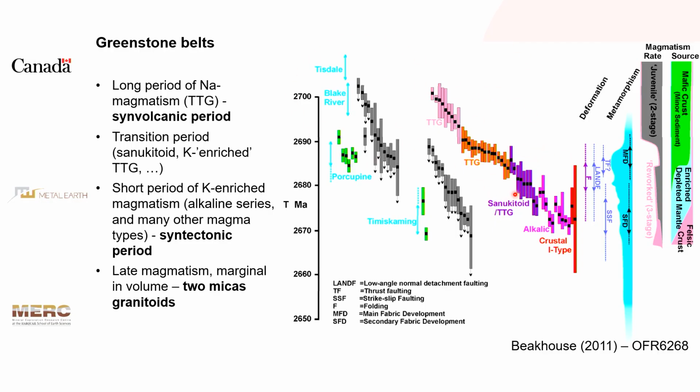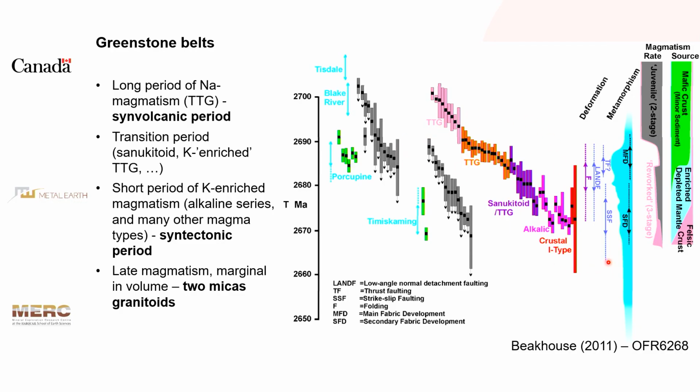Then you get a transition period during which we produce a sanukitoid. But again, sanukitoid is a hybrid. It's just one among many hybrids, and I will show you why I'm saying that. And then we get into the syntectonic magmatic period, during which you have the onset of alkaline magmatism. But that's not just that. You've got many other types of magmas produced at this time that tend to be more enriched in alkali compared to the magma produced during the synvolcanic magmatic period.